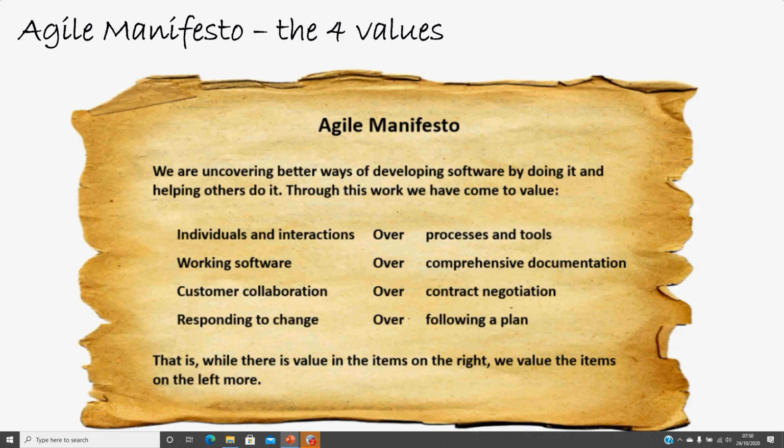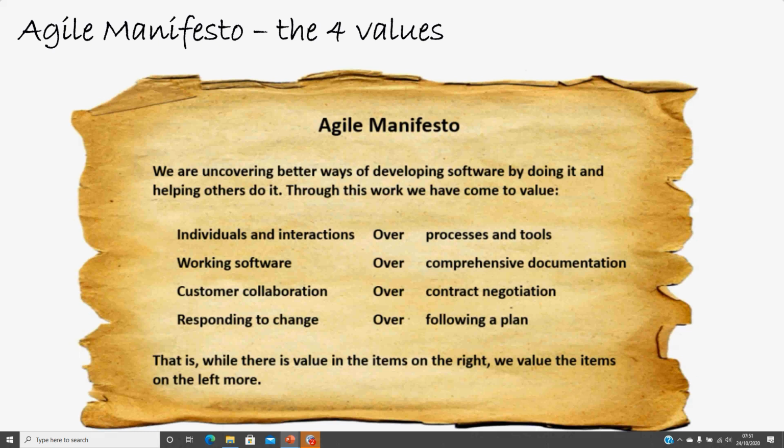So what are those 4 values? Number 1 is individual interaction to be preferred over process and tools. That's the very first value. Now in waterfall, a lot of attention is given to the process being followed. The waterfall method itself is a 5-step process, as we just went through in the previous slides, which had to be followed to develop the software.